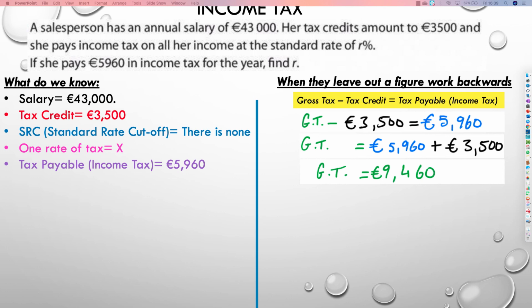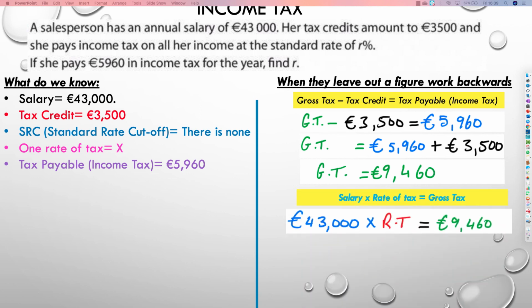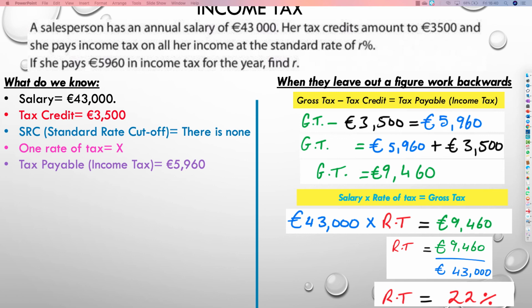Algebra, exactly. What we're going to do is say 43,000 multiplied by her rate of tax is 9,460. So her rate of tax is 9,460 divided by 43,000. Her rate of tax is 22%. Working backwards. You have to remember that salary multiplied by the rate of tax is gross tax, and it's algebra. You've got to flip it around to get what you want. Is that okay?